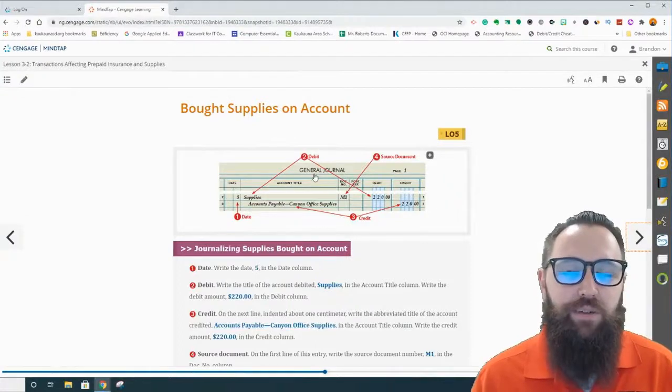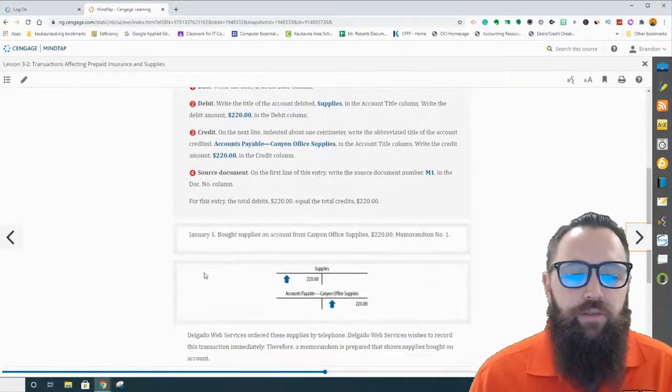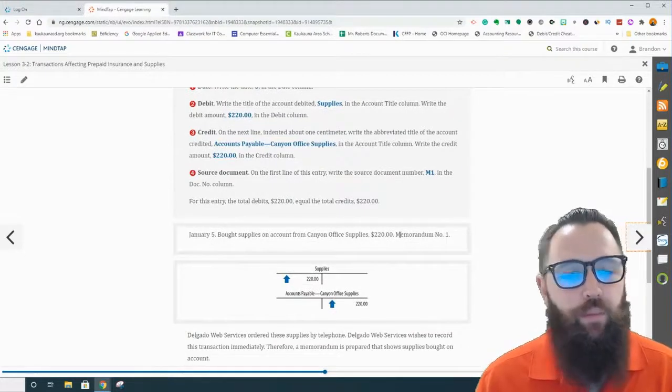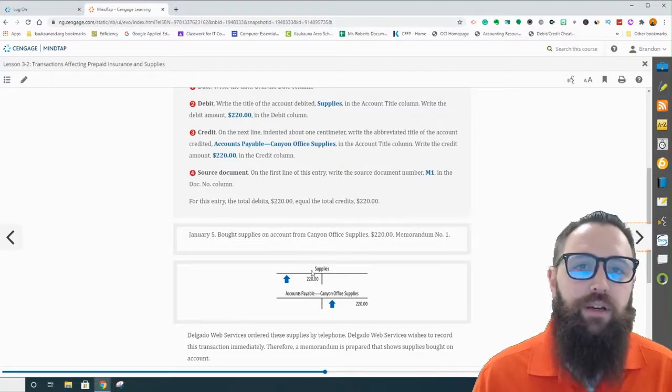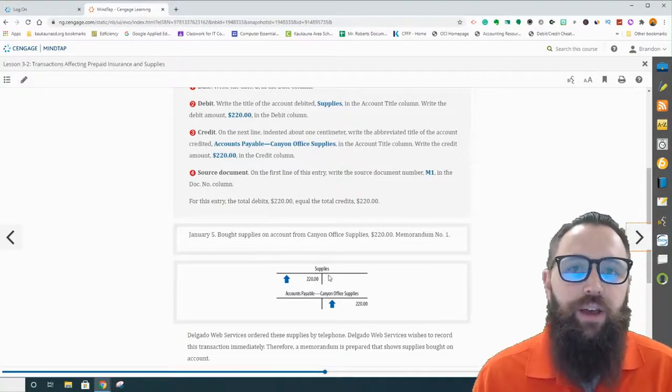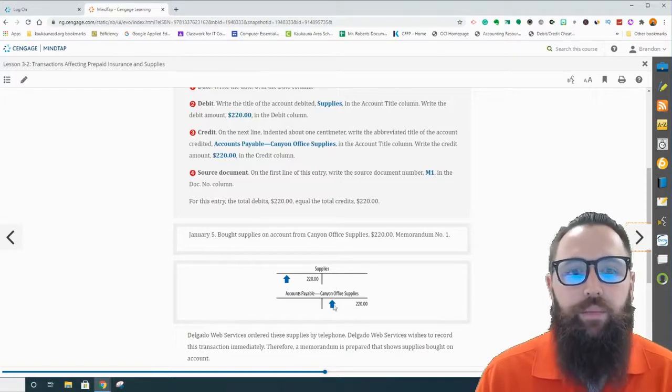Now we buy supplies on account. So we look at it, it's from January 5th. It's going to be memorandum number 1. We write out our T accounts and we go, okay, supplies is going to increase. That's an asset, so it increases on the debit side. Accounts payable is a liability.